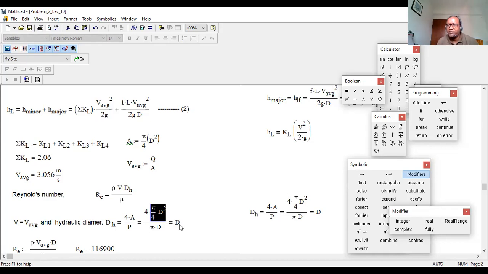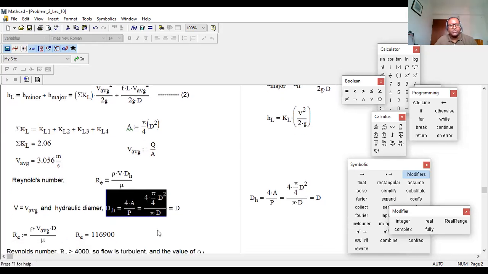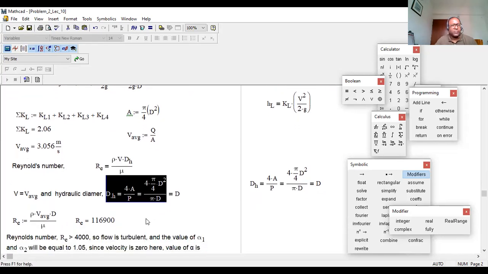Always for a circular pipe, you can directly put the diameter of the pipe over here without calculation, because for a circular pipe, the hydraulic diameter is equal to the diameter of the pipe. But you have to write it. You say hydraulic diameter of the pipe D_h is equal to d, equal to this much. This is what you have to write down. You don't need to show this calculation. But if the pipe is non-circular, then you need to figure it out.